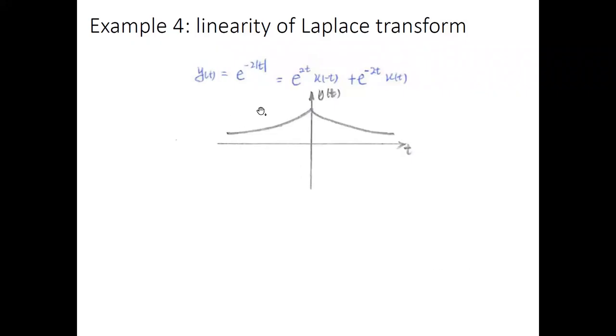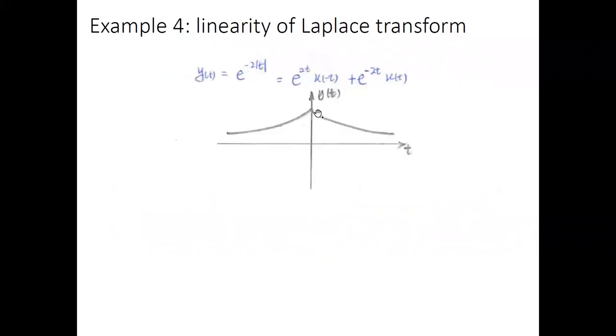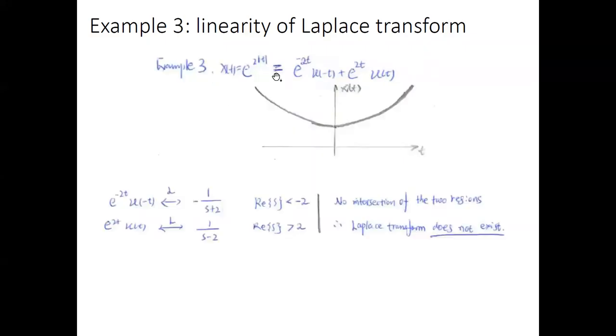Okay. Then look at another example, which is very similar to the last one, but the signal has a completely different structure. In the last example, the signal ramps up to infinity in both directions. But in this example, the signal converges to zero in both directions. It's exponential minus 2t absolute value. So the last example is plus 2 absolute value.